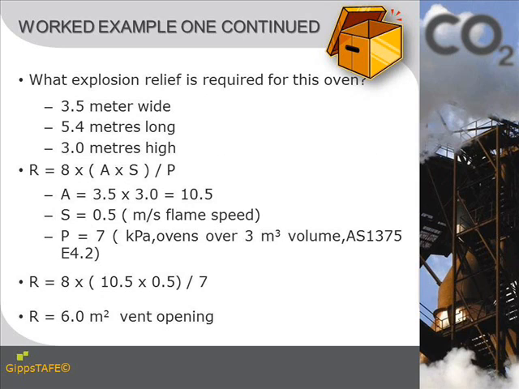Because this Type B appliance is cubic or near cubic, we will use the formula R equals 8 times AS divided by P. A equals 10.5, S equals 0.5, and P equals 7 kPa, being the explosion pressure for over 3 cubic meters in volume as per E 4.2. Therefore R equals 6 square meters of vent opening.